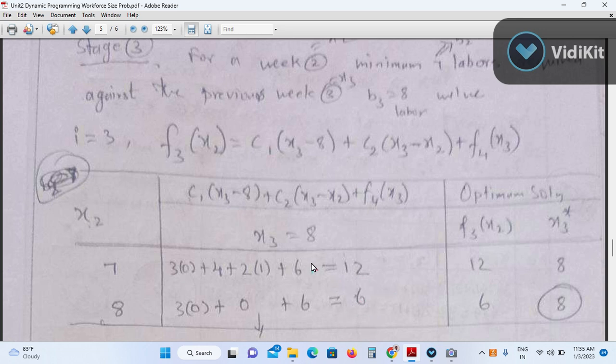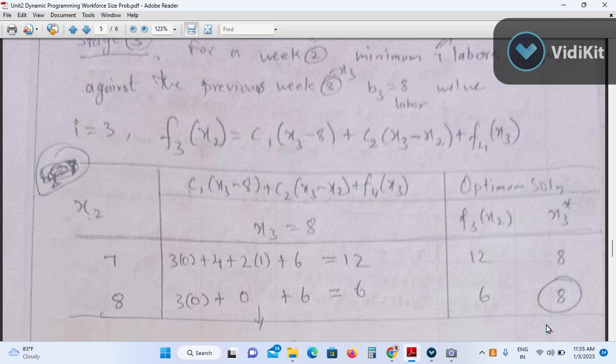Now the thing is, for this row, what is the optimum? 12, right? There is no competitor here, therefore only 12 is the option, no other option. Similarly, in this case also 6. So 12 is given by 8, and for 8 it is 6, it is also 8. Now based on this optimal solution, we move to week 1, the initial case based on week 2.